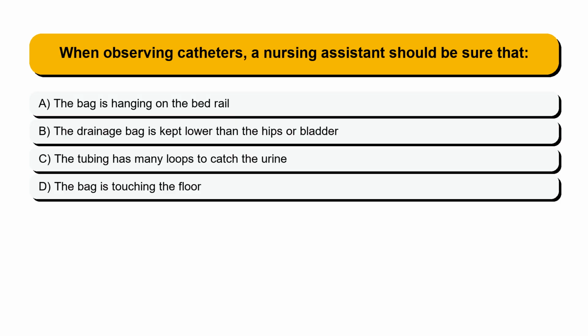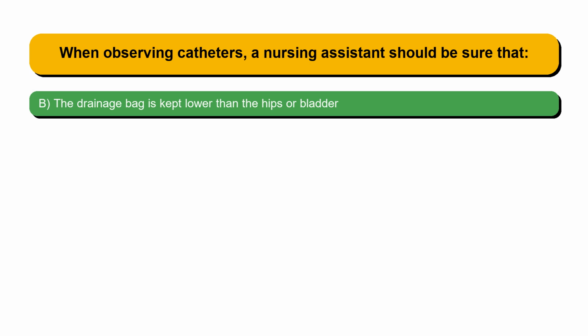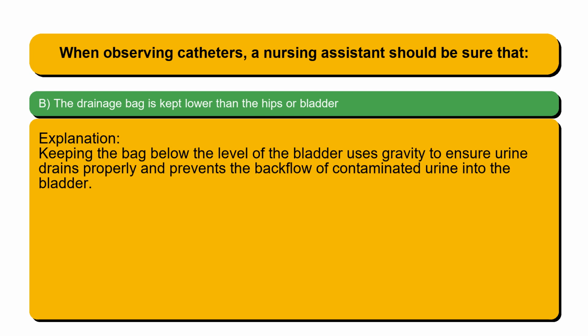Question 2. When observing catheters, a nursing assistant should be sure that Option A. The bag is hanging on the bed rail. Option B. The drainage bag is kept lower than the hips or bladder. Option C. The tubing has many loops to catch the urine. Option D. The bag is touching the floor. The correct answer is option B. The drainage bag is kept lower than the hips or bladder. Keeping the bag below the level of the bladder uses gravity to ensure urine drains properly and prevents the backflow of contaminated urine into the bladder.